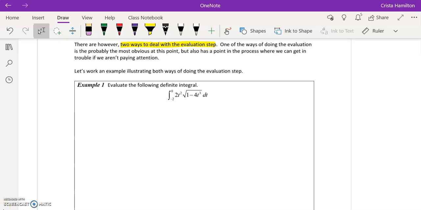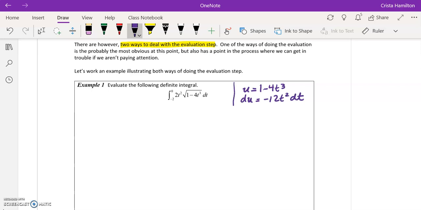The beginning part of this is not going to change. I'm first going to identify my inside function, and I'll write this over on the side in its own little thought bubble. My u would be 1 minus 4t cubed. I'm going to take the derivative and put it in differential form: negative 12t squared dt.